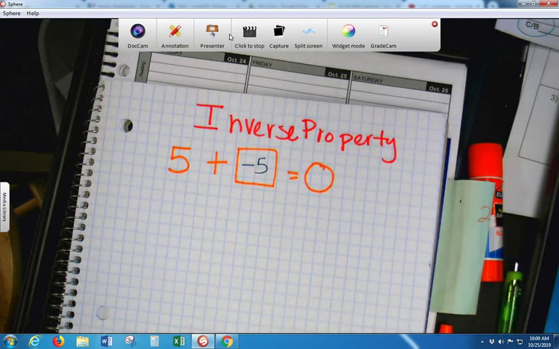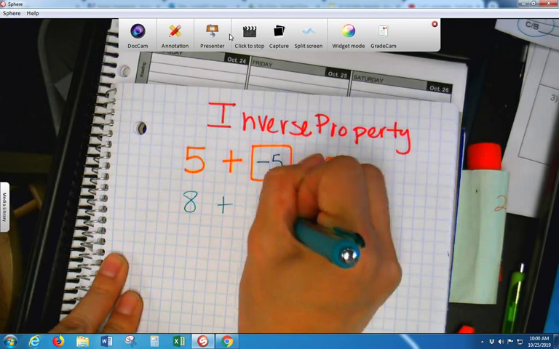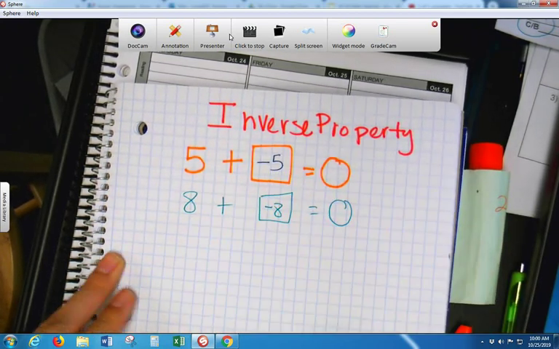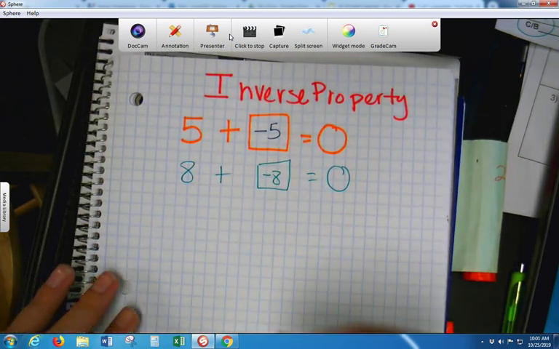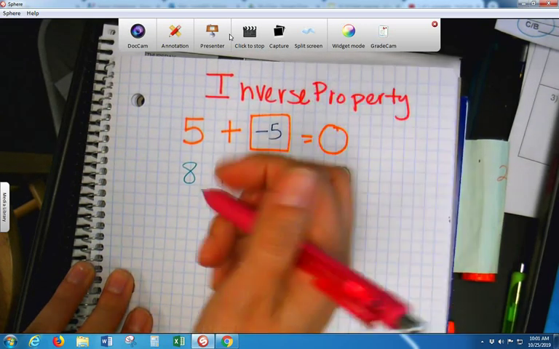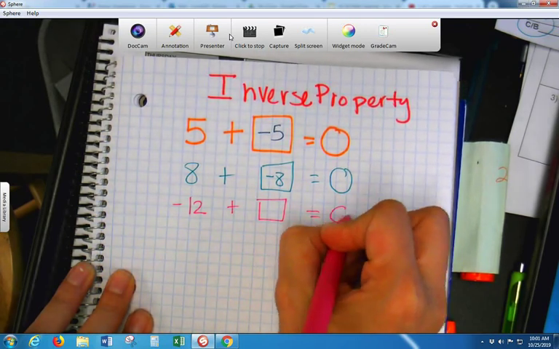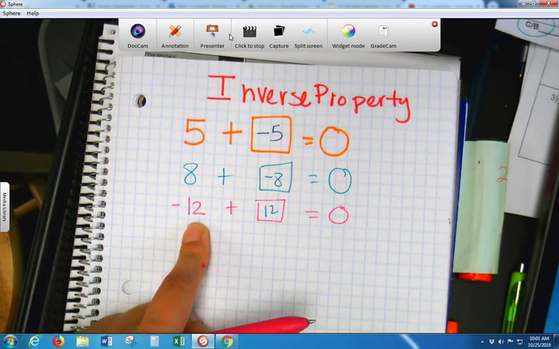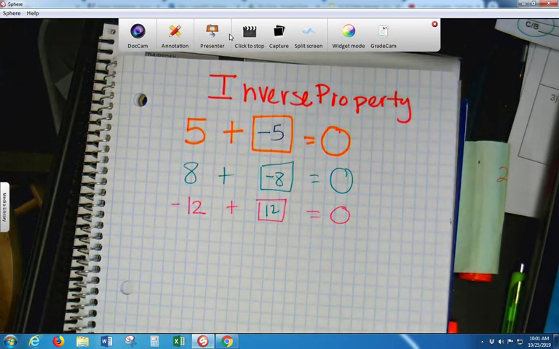So, what is 8 plus what number is going to get me back to 0? -8. Opposites, right? Tricky. What's -12 plus what is going to get me back to 0? 12. So if I start with a negative, I'm going to need a positive, okay? So here, what we're doing is we are adding the opposite.